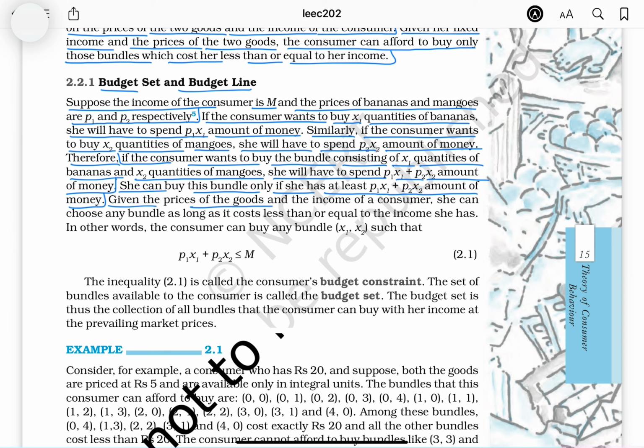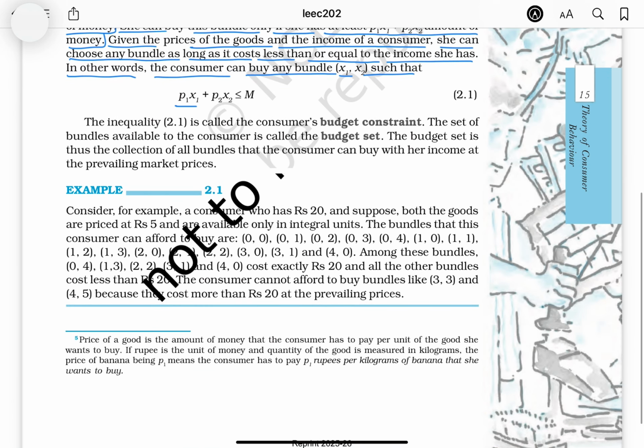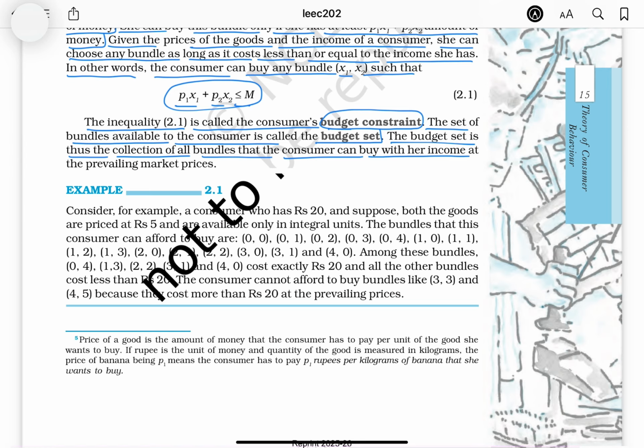Given the prices of the goods and the income of a consumer, she can choose any bundle as long as it costs less than or equal to the income she has. In other words, the consumer can buy any bundle X1, X2 such that P1 X1 plus P2 X2 is smaller than or equal to M. The inequality 2.1 is called the consumer's budget constraint. The set of bundles available to the consumer is called the budget set. The budget set is thus the collection of bundles that the consumer can buy with her income at the prevailing market prices.